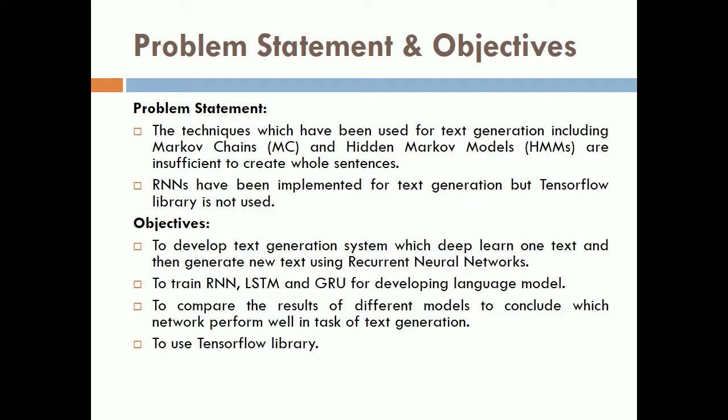Objectives. To develop a text generation system which deep learns one text and then generates new text using recurrent neural networks. To train RNN, LSTM and GRU for developing a language model. To compare the results of different models to conclude which network performs well in the task of text generation. To use the Tensorflow library.